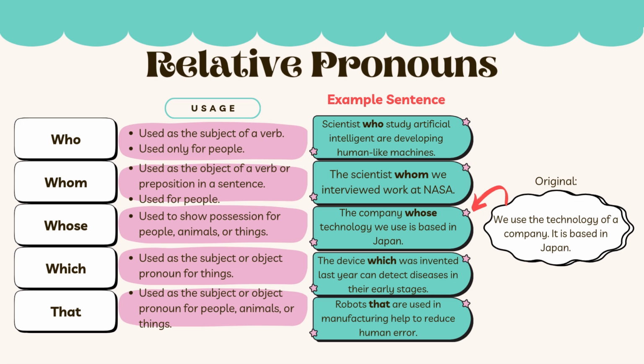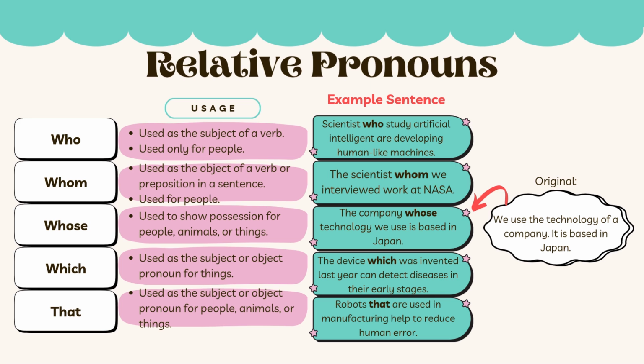Second, whom is used as the object of a verb or preposition in a sentence and is also used for people. For example, the scientists whom we interviewed work at NASA. Here, whom refers to the scientists and is the object of the word interviewed. Third, whose is used to show possession for people, animals, or things. It tells us who something belongs to. For example, the company whose technology we use is based in Japan. Here, whose shows that the technology belongs to the company.